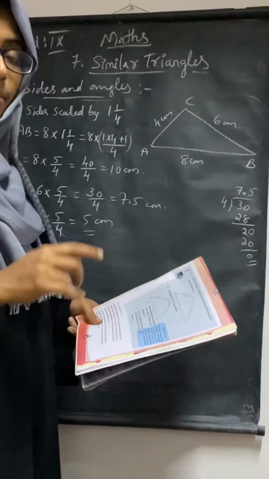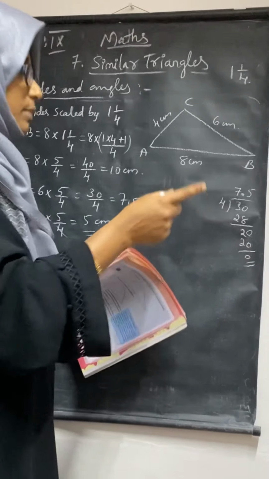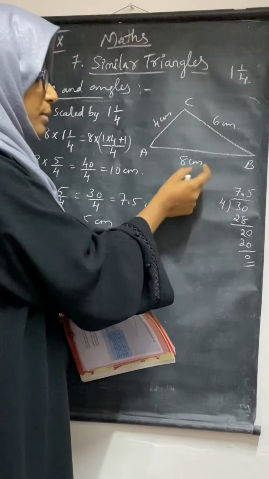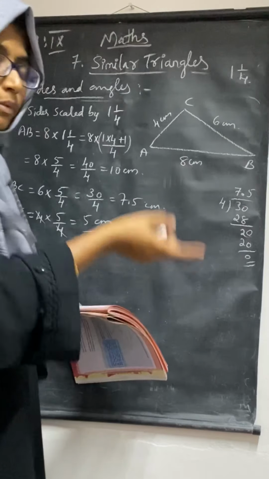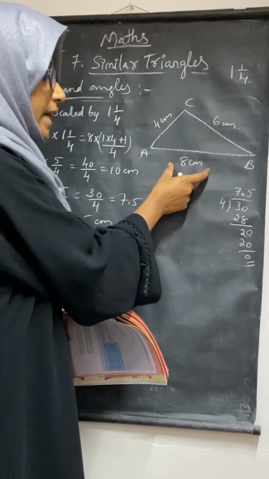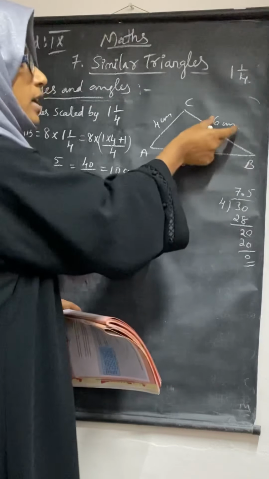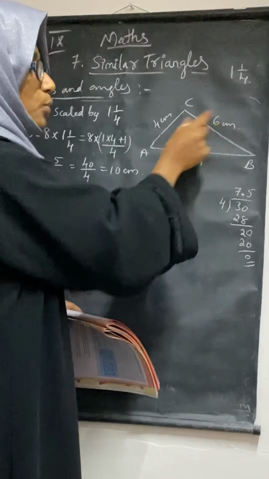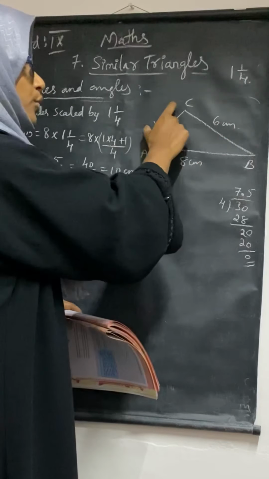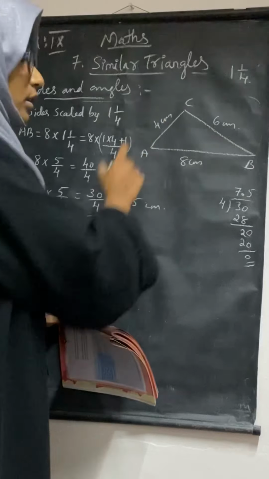And what they told is, sides scaled by 1 by 4. If I say sides scaled by 2, it means 8 into 2, which will be 16. So instead of 8 centimeter, you have to take 16 centimeter. 6 into 2, how much? 12. So instead of this 6, take 12. 4 into 2, how much? 8. Instead of 4, you have to take 8.